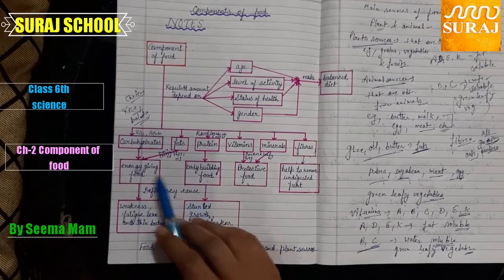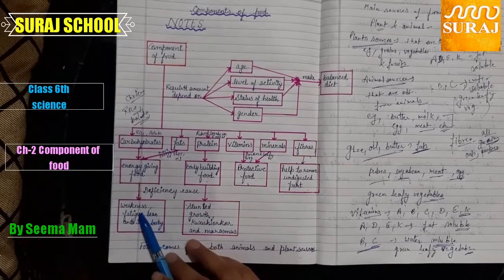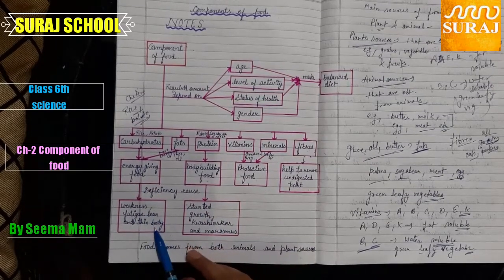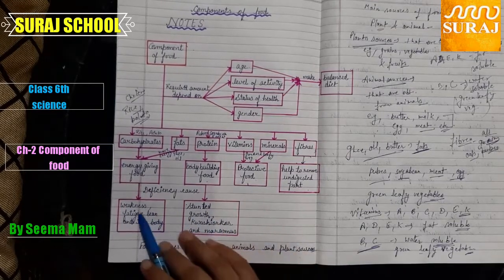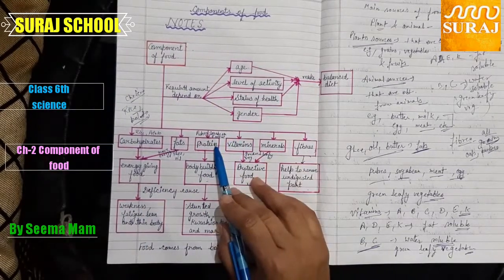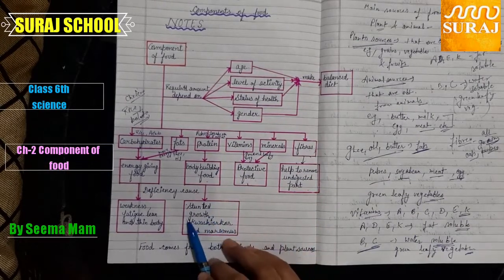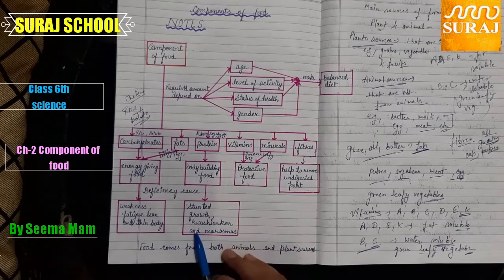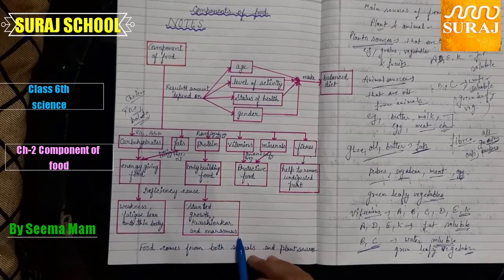For example, in lack of carbohydrates in our food, we suffer from weakness, fatigue, and a lean, thin body. Fatigue means thakavat. And in lack of protein in our food, we suffer from stunted growth, kwashiorkor, and marasmus diseases.